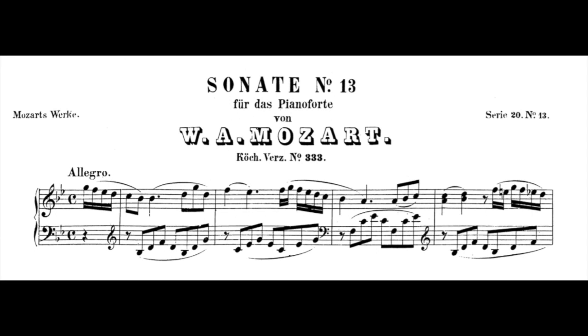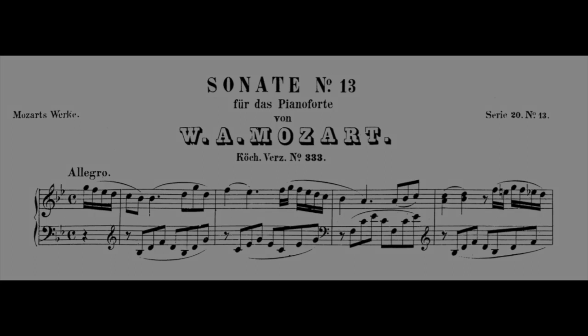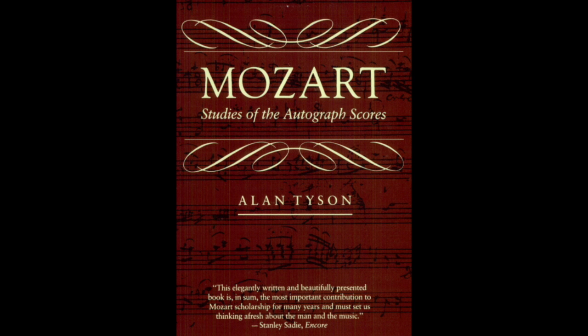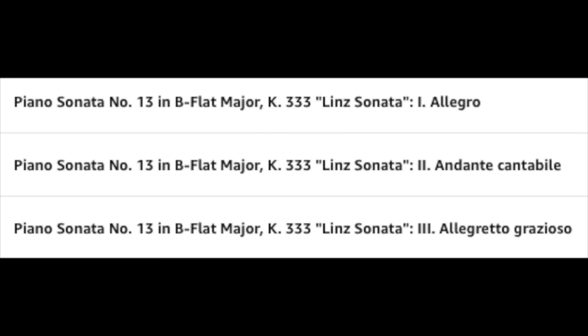Interestingly, for most of its history, the K333 sonata was erroneously thought to have been composed a few years before the Linz Symphony, hence the much lower K number, but recent scholarship suggests it was actually composed during the same month in the same house, and recent recordings have even dubbed it the Linz Sonata.